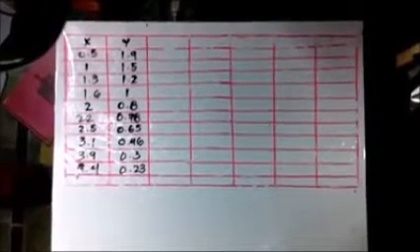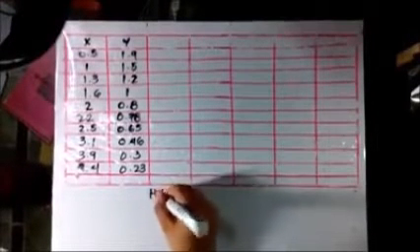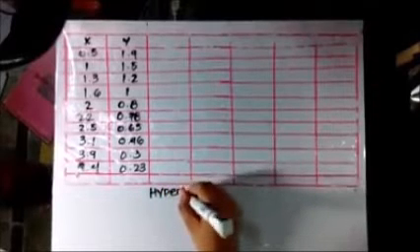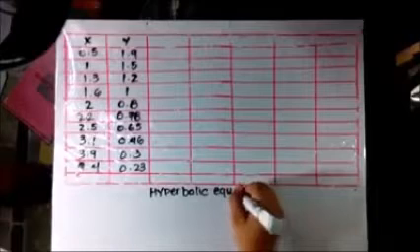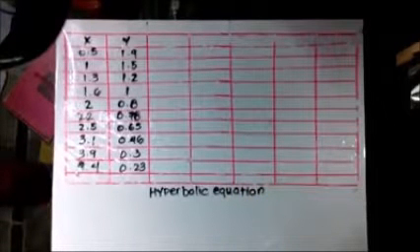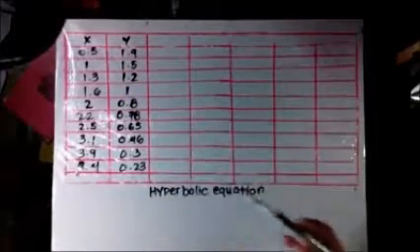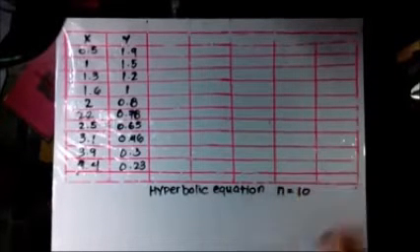Given the following data, we are computing for the saturation growth rate, or hyperbolic equation. We have here 10 values of x and 10 values of y, so our n is equal to 10.